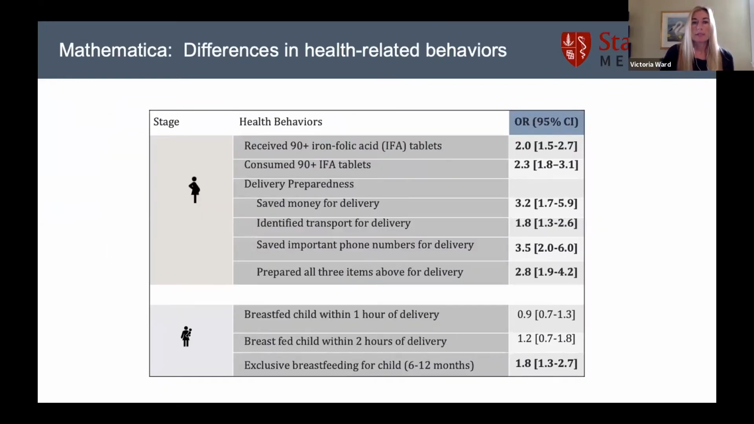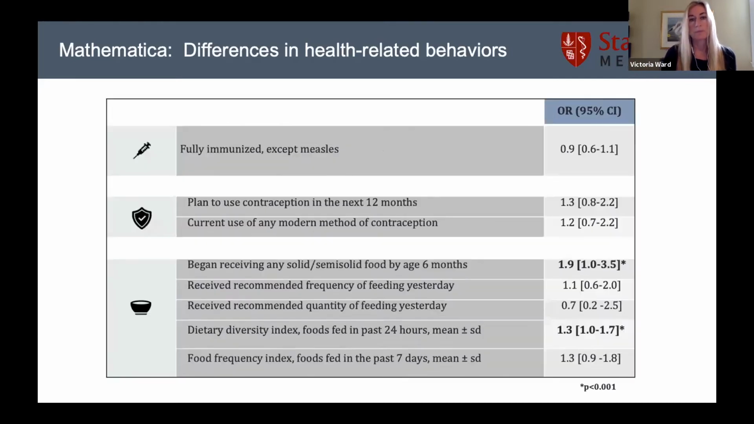When we look at the health-related behaviors that were studied in the Mathematica data, we see again that there were better health-related behaviors for all women who were exposed, specifically within antenatal care. So across all antenatal care messages, whether they consumed IFA tablets, whether they had performed delivery preparedness activities, and in breastfeeding, whether they had exclusively breastfed their children. You find, and that's amongst women whose children were 6 to 12 months, so really to say that women exclusively breastfed their babies up until 6 months. You see that women on the order of 2 to 3 times more frequently perform those activities than women who are unexposed to the tools.